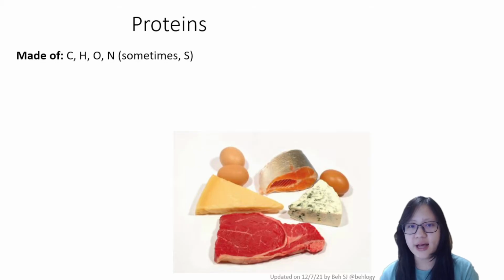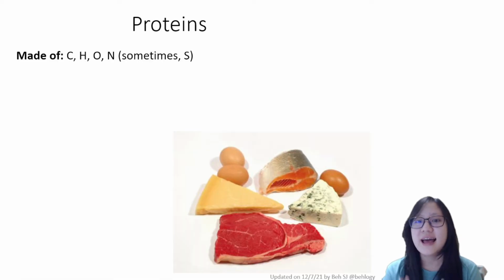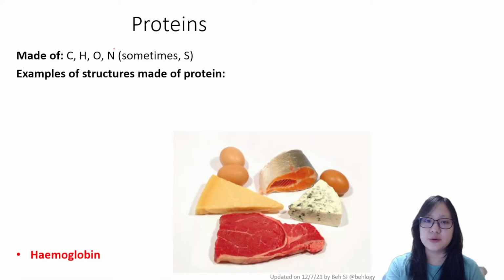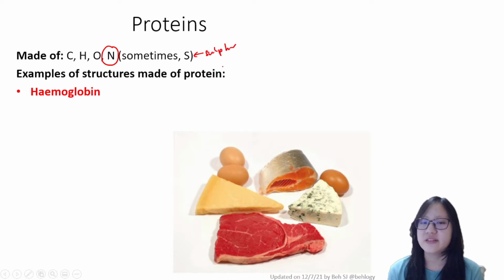Number one, what elements is it made of? Carbon, hydrogen, oxygen, nitrogen. This is new. And sometimes it also has sulfur. Some amino acids have sulfur.